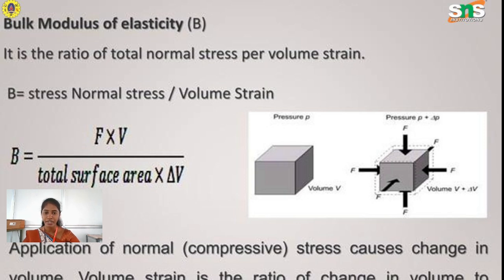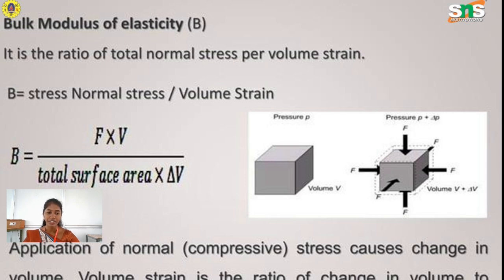Bulk modulus is volume stress by volume strain. What is meant by volume stress? Let us look at this diagram. The first diagram shows the body without any application of pressure, in the form of a cube. It has some volume V. Now the pressure applied to the body will be P. Look at the second diagram. After the application of pressure, it is applied to all the faces. It has 6 faces, and we apply the stress to all 6 faces.